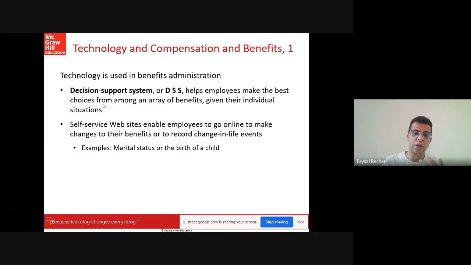Some countries really pay for child support or private health insurance. When you get married, you can give coverage to your wife or husband, and if you have a child, you can also. So you can go on a self-service website, and it aims for employees to go online to make these changes. And it's also a DSS. It will look at the choices they have as an administration and what they can offer the employee as the best fit for him.